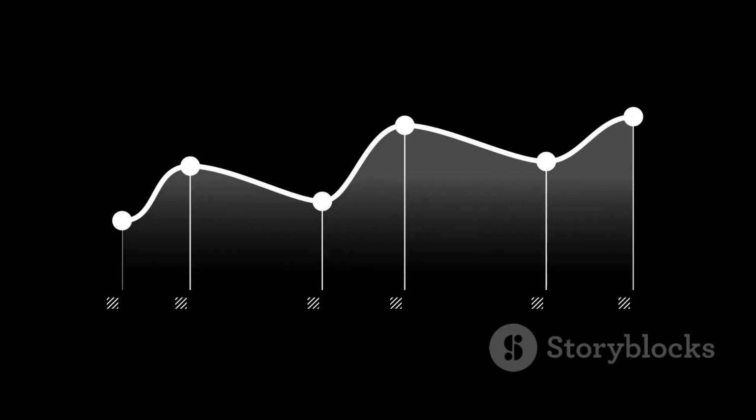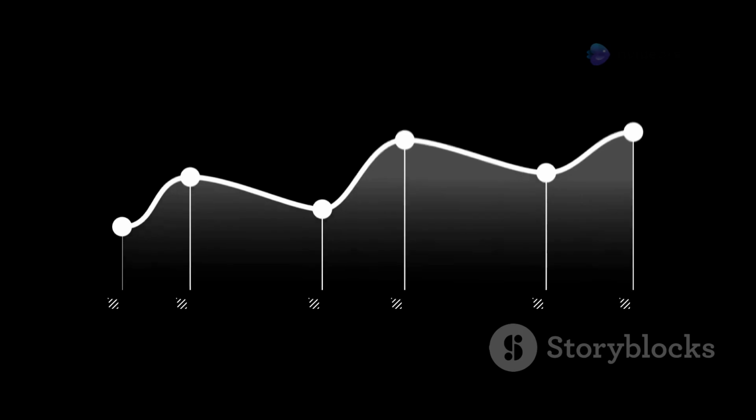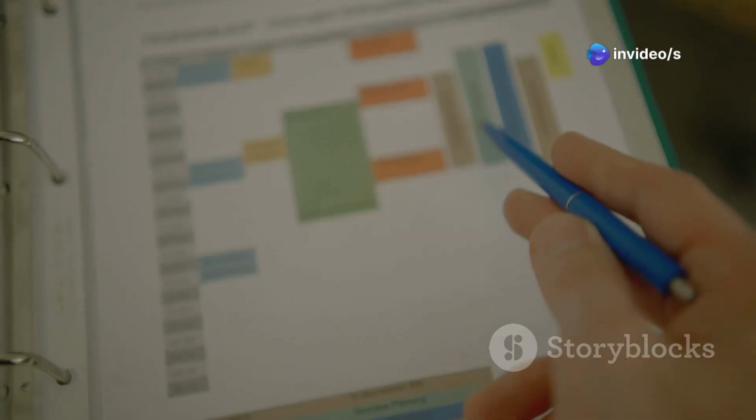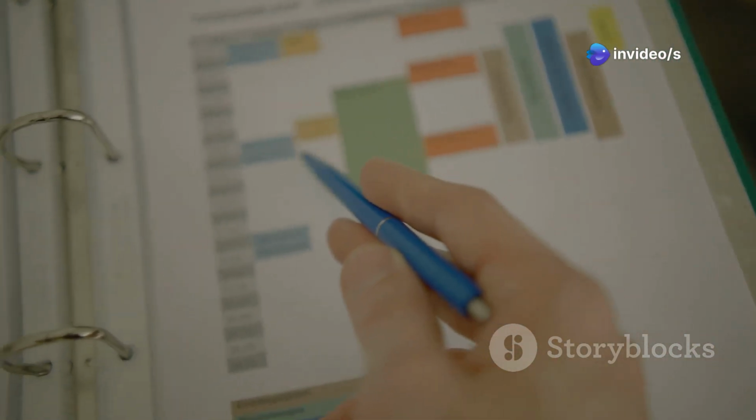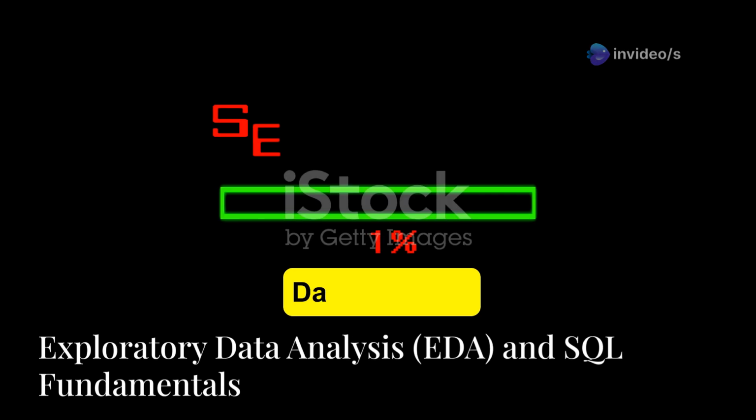They can be due to errors or represent genuinely unusual events. Basic outlier detection might involve looking at values far from the mean or median, or using visualizations like box plots. Handling outliers might involve removing them or transforming the data.